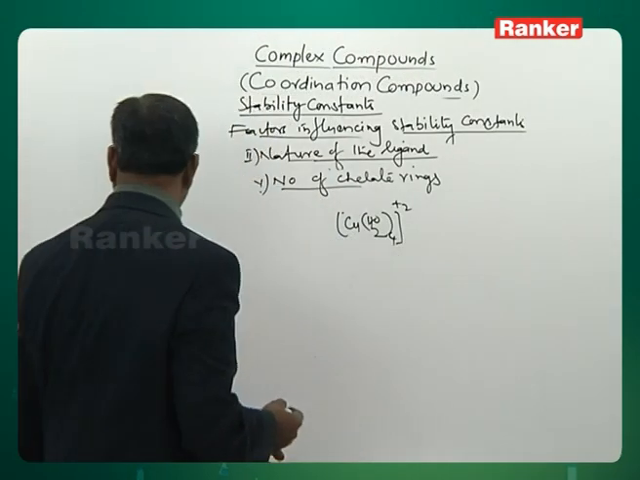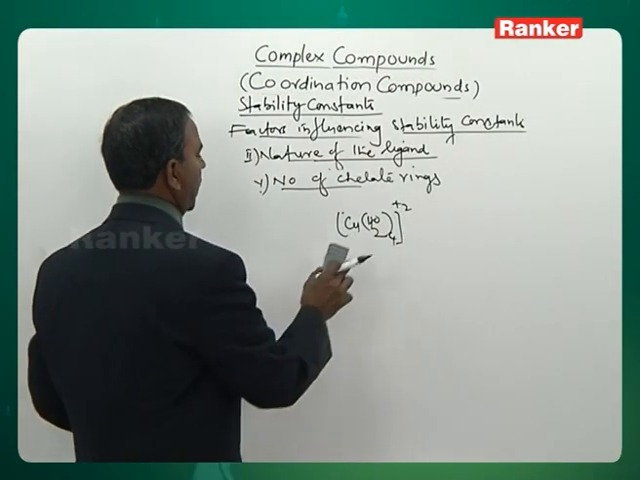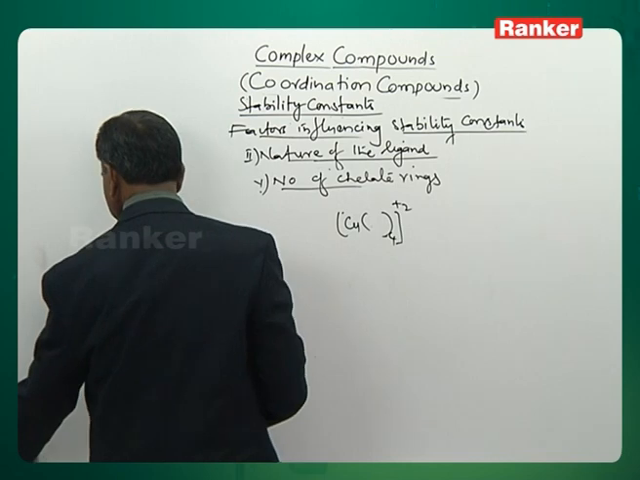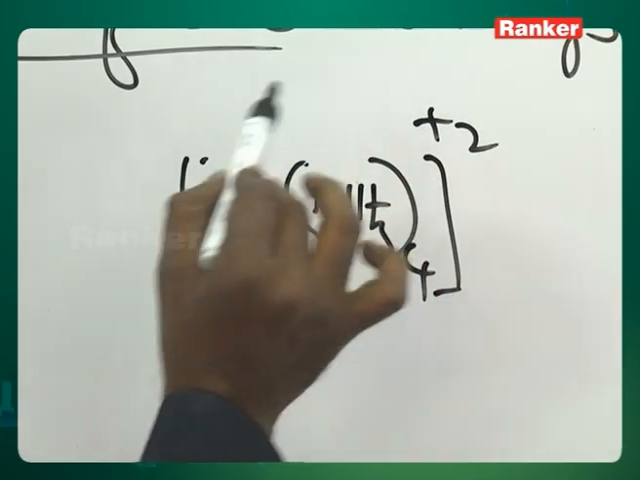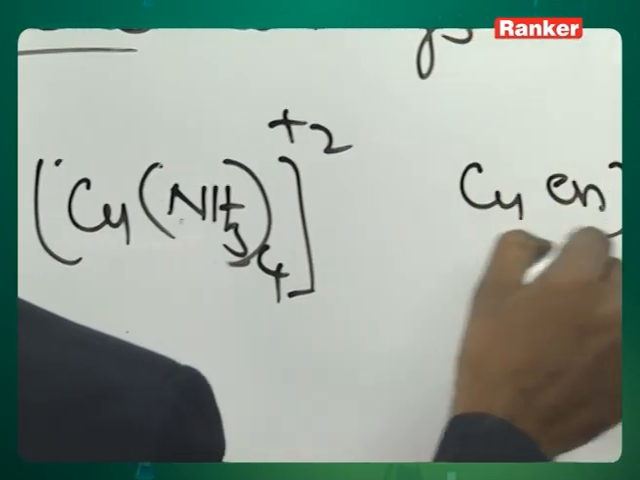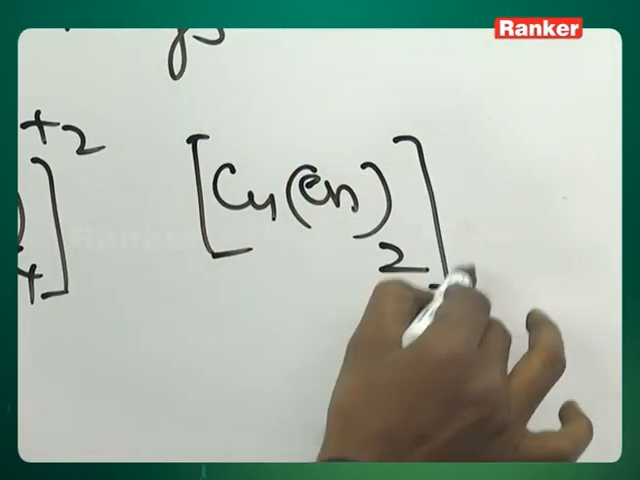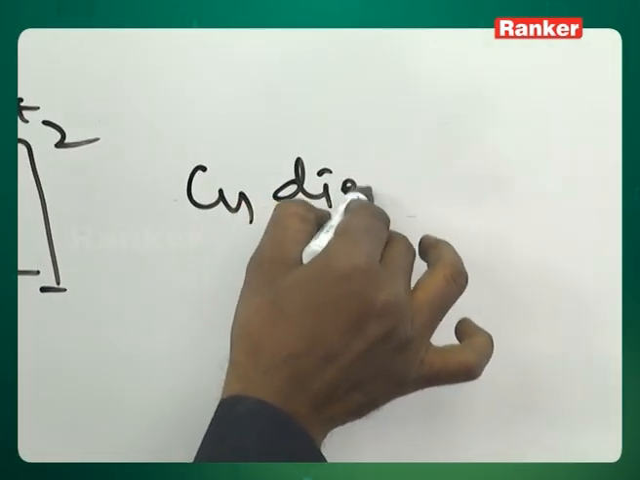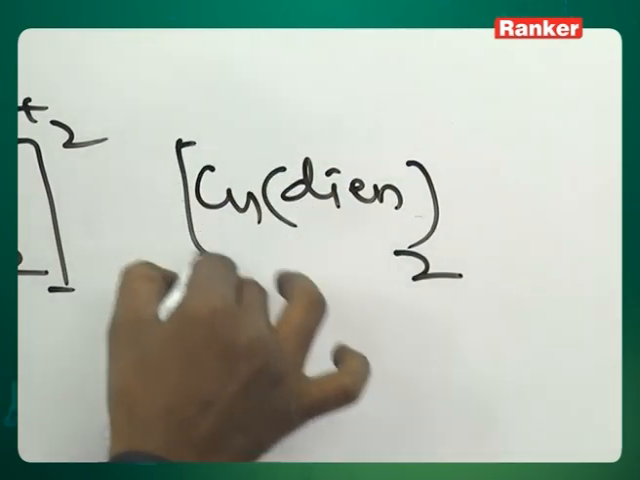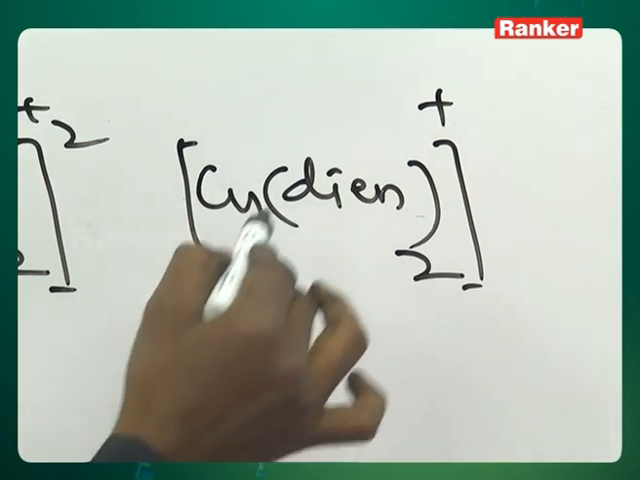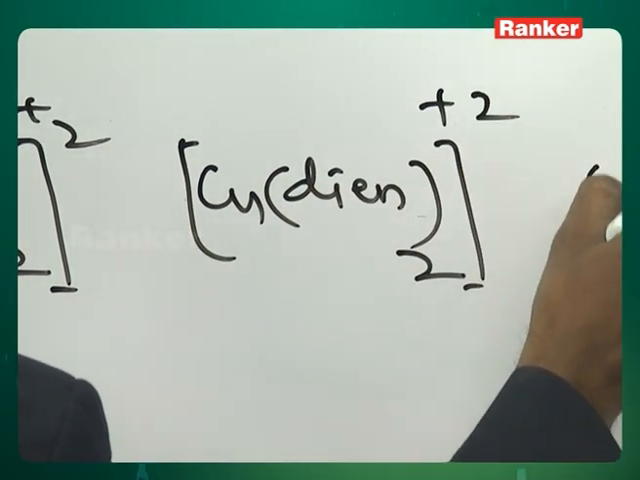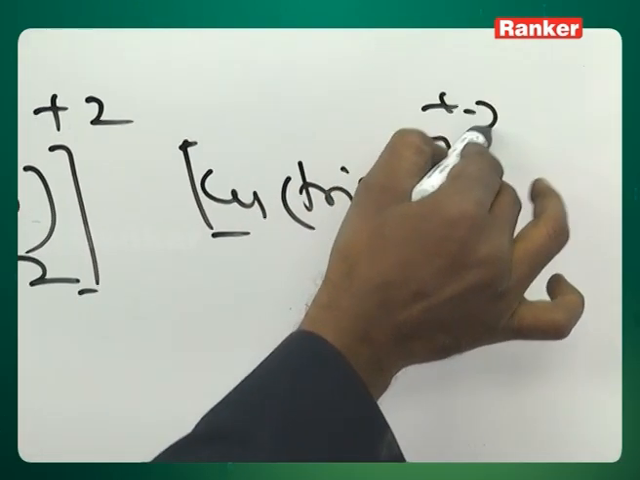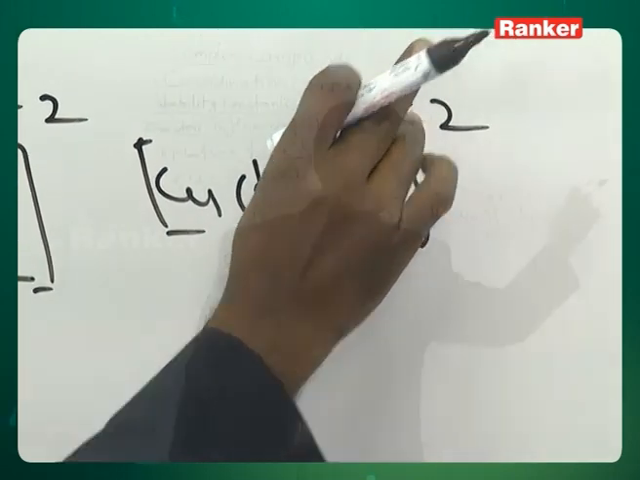Cu(H2O)4 2+, instead of H2O let us write all the same type. NH3, let me give, so good. Cu(NH3)4 2+, taken 4 times. Next, Cu(en)2 2+, en taken twice, and Cu(dien)2 2+, dien taken twice, and Cu(trien) 2+. Cu(trien) 2+ it is.